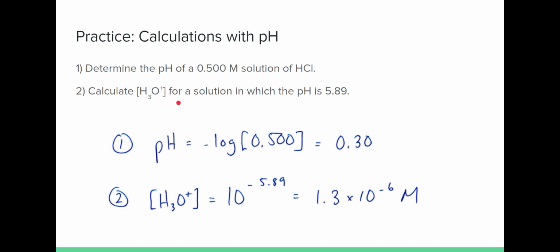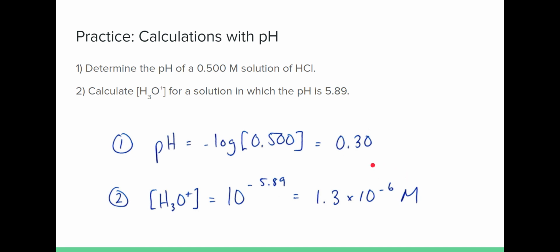To go the reverse way in number 2, if I want to find the concentration of H3O+, I take 10 to the negative power of the pH, which is 5.89, and that comes out to be 1.3 times 10 to the negative 6th molar.